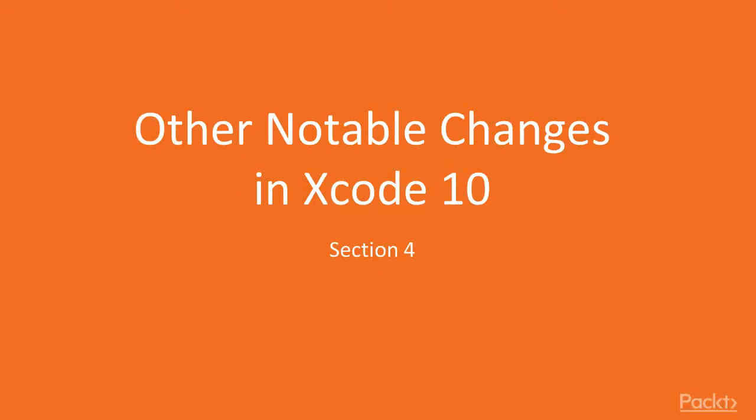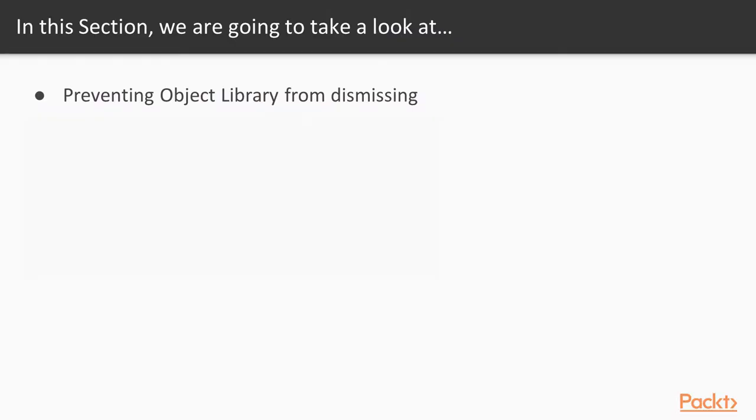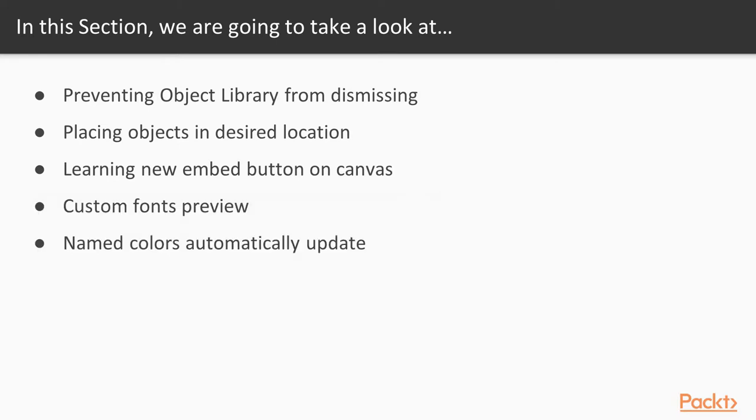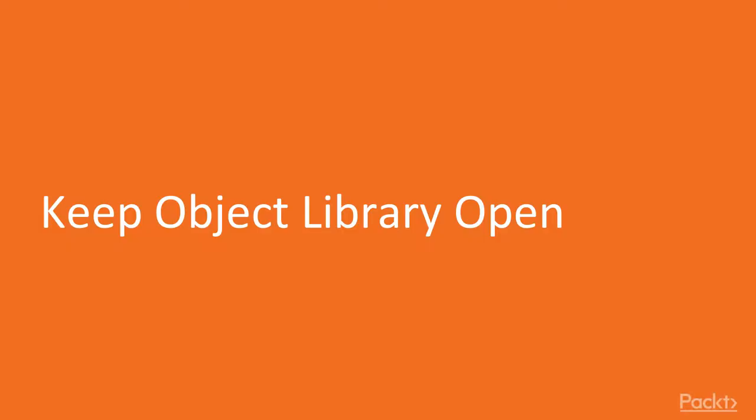Welcome to section 4, where we're going to be looking at other notable changes in Xcode 10. In this section, we're going to be looking at how to prevent the object library from dismissing, how to place an object in the desired location, the new embed button on the canvas, custom font preview, and finally, how named colors automatically update.